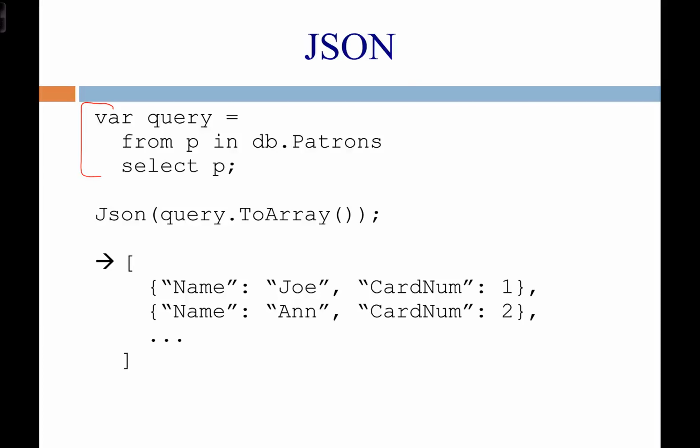So we first convert the IEnumerable to an array, just query.toArray. That's just a built-in method on IEnumerables in C#. And the result is an actual C# array, and when you convert an array to JSON, it automatically creates a JSON array with the appropriate array markers in the JSON result. And then inside that array, you just get each one of the objects within. So name, Joe, cardnum 1, name, Ann, cardnum 2. And that's it. We're done.